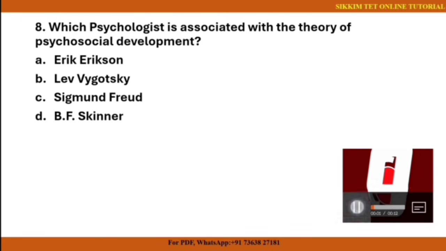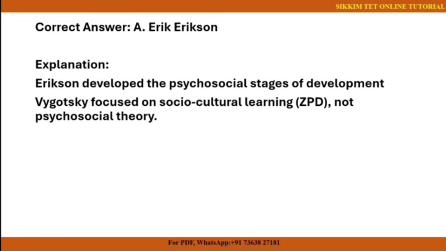Okay, time's up. So the correct answer is number A, that is Erik Erikson. Erik Erikson is the psychologist who developed the theory of psychosocial development. एरिक्सनले चाहिँ psychosocial stages of development लाई चाहिँ डेभलप गर्नुभएको थियो, where Vygotsky focused only on socio-cultural learning but not psychosocial theory. अन्त सिगमन्ड फ्रिडले पनि he focused on psychosexual theory of development, and B.F. Skinner focused on operant conditioning. So the correct answer is number A, that is Erik Erikson.